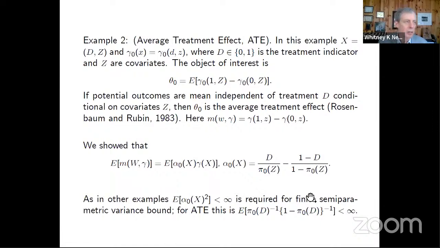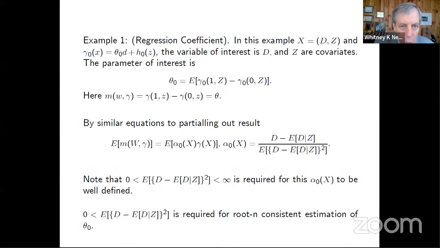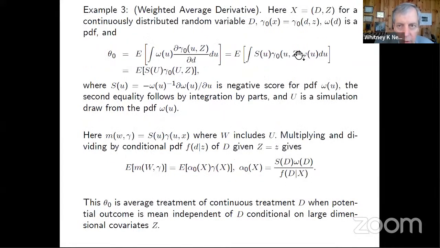Okay. And let's do a new example. Okay, a new example we haven't covered yet. We're going to look at an average derivative, a weighted average derivative. So now we're going to do the same kind of thing here where we take X and we divide it into covariates and a variable of interest. Only now the variable of interest is going to be continuously distributed because we're going to be taking a derivative of the regression function. So gamma naught is again gamma naught of D and Z, but now D is a continuous random variable.